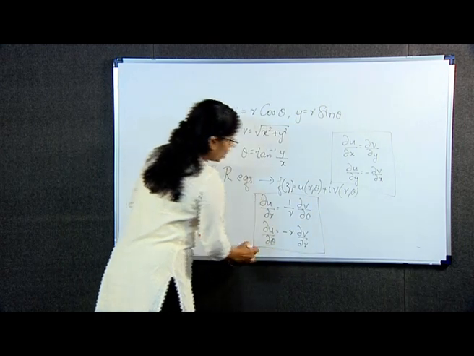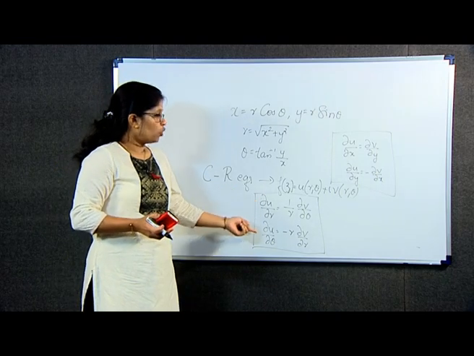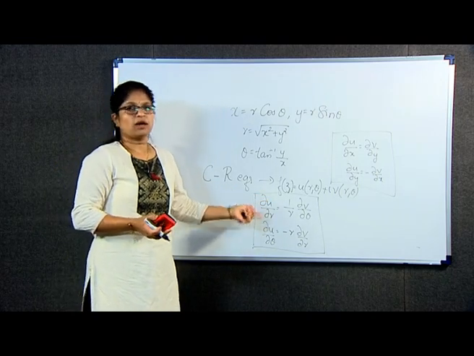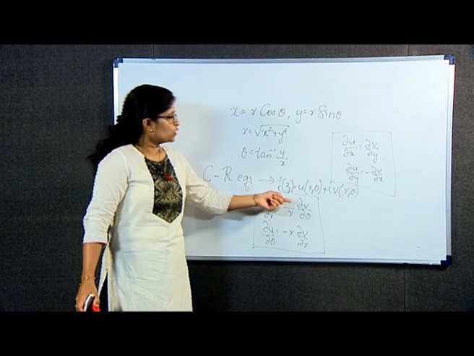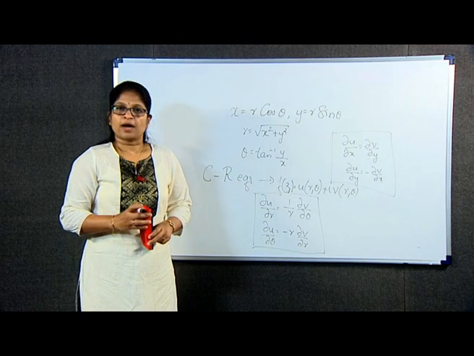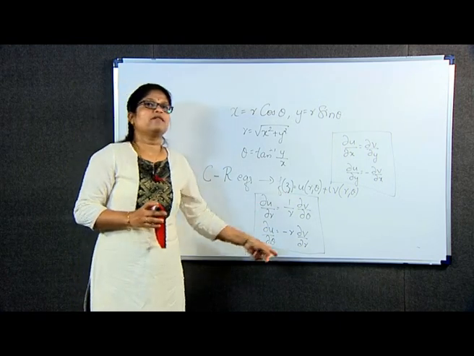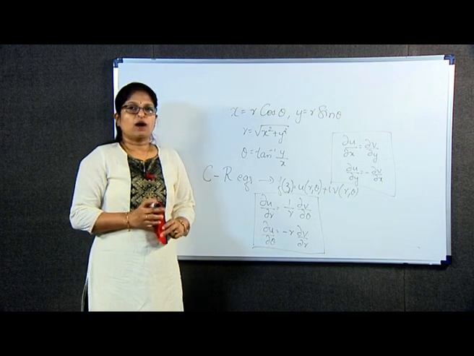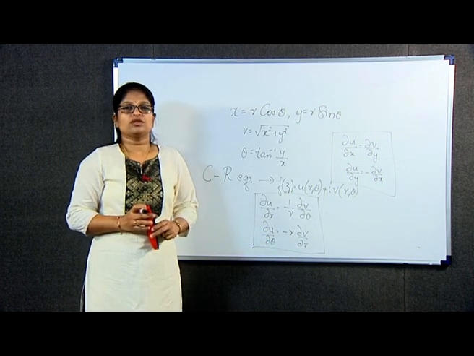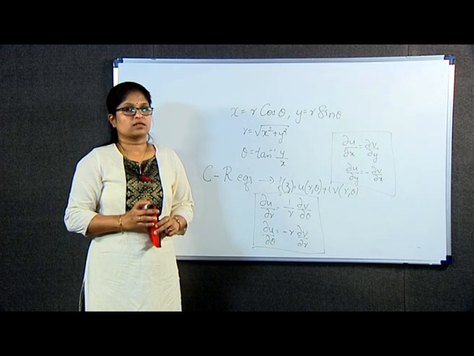So, in this case also, you find the 4 partial derivatives: ∂u/∂r, ∂u/∂theta, ∂v/∂theta and ∂v/∂r. All the 4 partial derivatives have to be found, and you have to check whether all the partial derivatives are continuous, and also whether these equations, which are your Cauchy-Riemann equations in r and theta form, are satisfied.